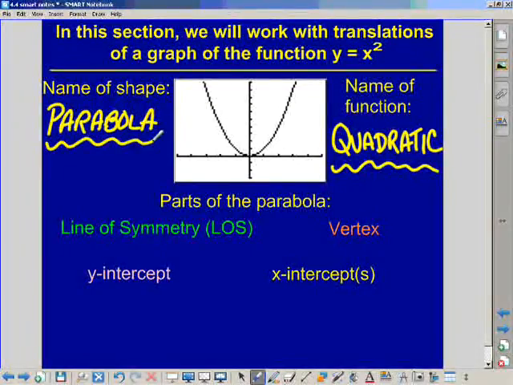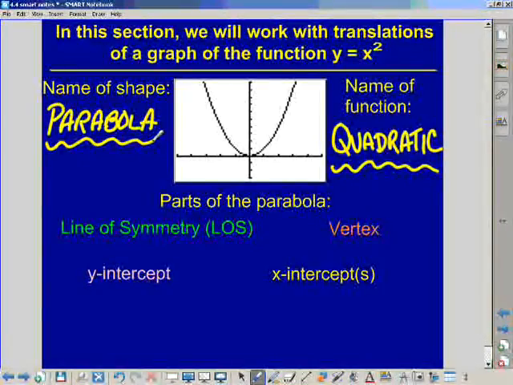Just like in the last section, a line is what's produced. A linear function is what produces it. A parabola is what's produced. A quadratic function is what produces it. Now, the parabola has many parts to it. The line doesn't have too many. It just has the slope and the y-intercept. But the parabola is much more extensive.